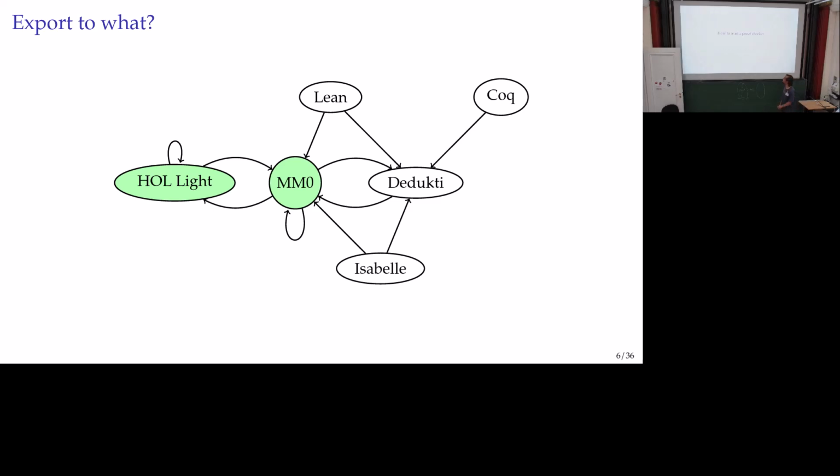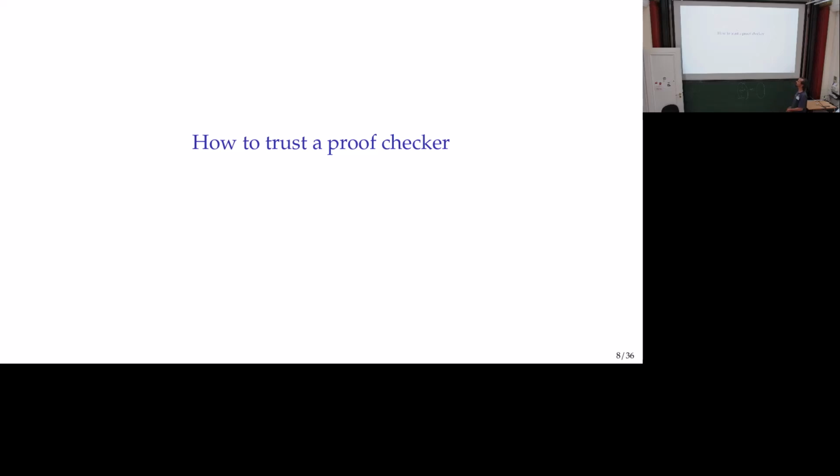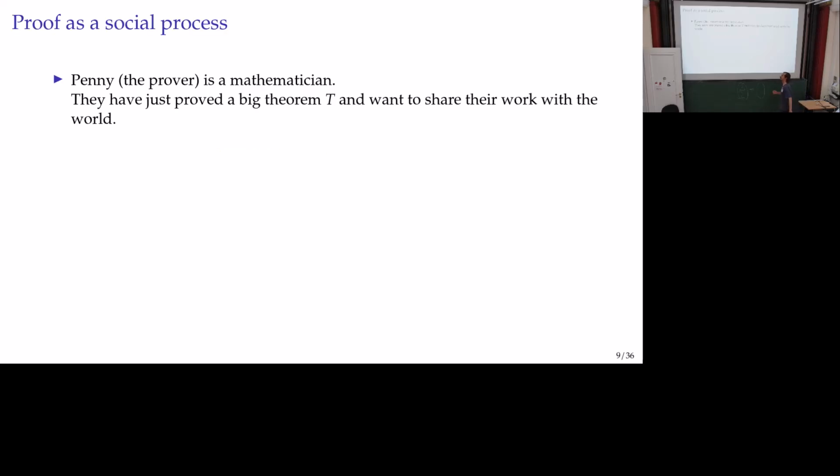All right, so I'm going to tell you a little story here in order to motivate why we should trust a proof checker, and in some sense tell you a little bit about self-verification. I'm going to start with proof as a social process, and here I'm not even thinking about computers. I'm just thinking about how does one person tell another person a proof, and so Penny here is a mathematician. They've just proved some big thing T, and they want to share their work with the world.